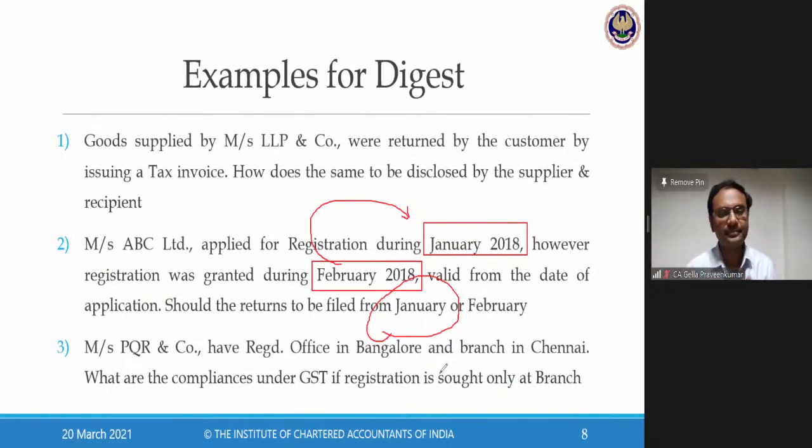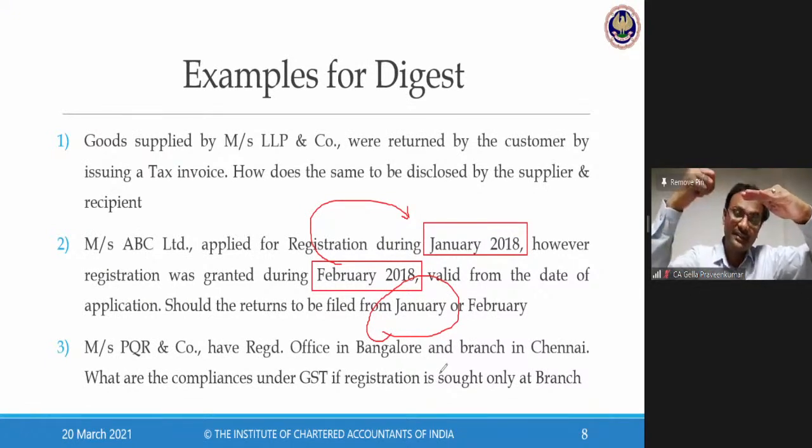Third example. Mrs. P. Co. have a registered office in Bangalore and a branch office in Tamil Nadu. What are the compliances if registration is obtained only in Tamil Nadu and not in Karnataka? Now, this transaction says head office is in Karnataka, branch office is in Tamil Nadu. My branch in Tamil Nadu is registered. My head office in Karnataka is not registered. Is it compulsory that Karnataka should register?